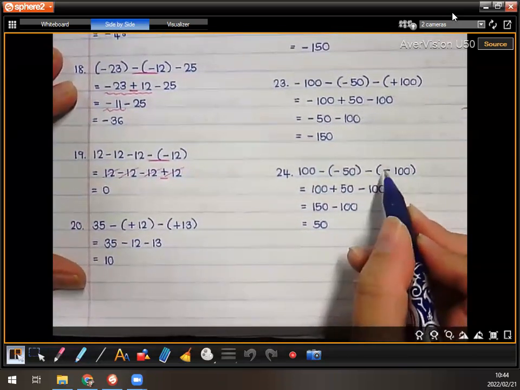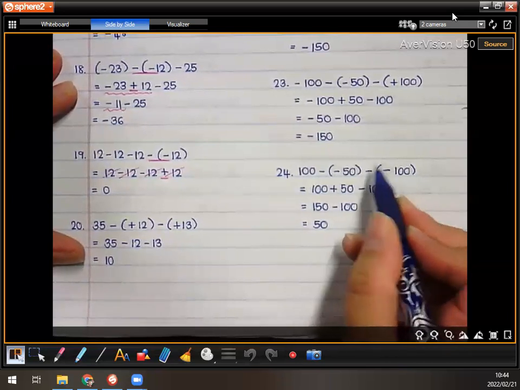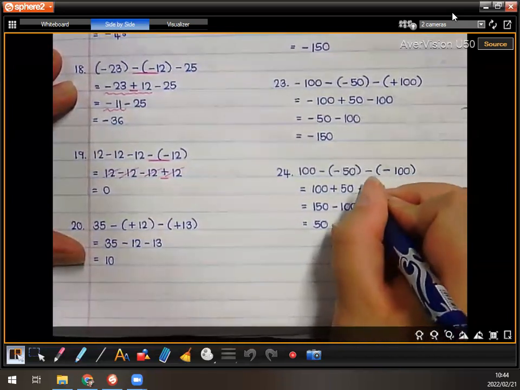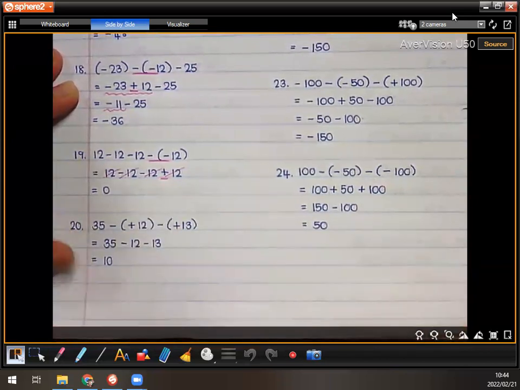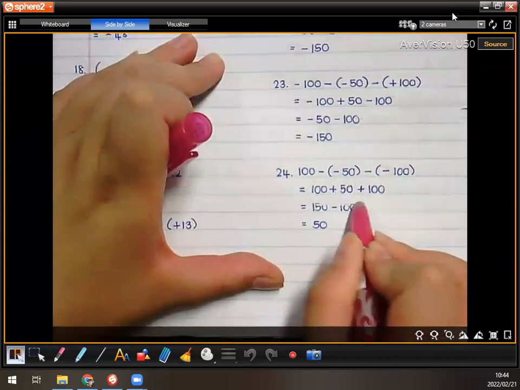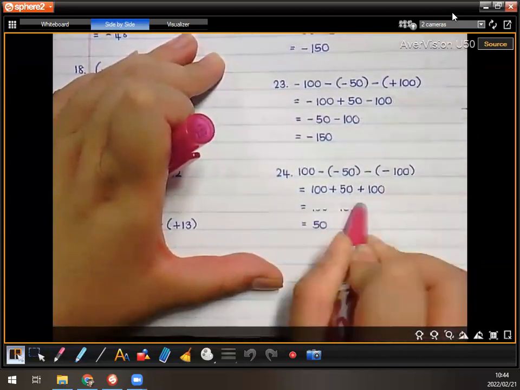So what does this then become? Is this still correct? Negative times a negative is a positive, right? So now this is easy because now we're just adding all of them. What's 100 plus 50? 150, and then we add another 100 to that, that's 250, right?